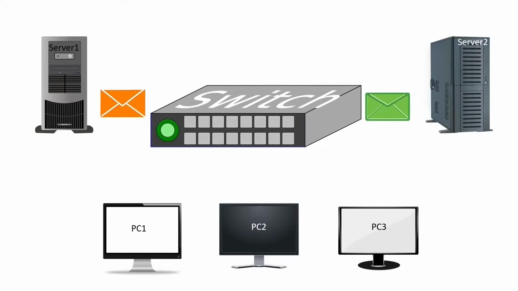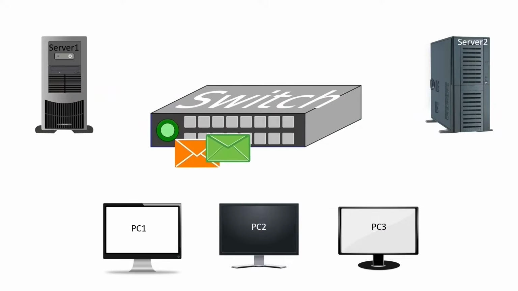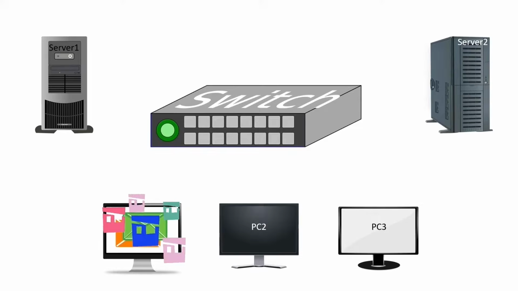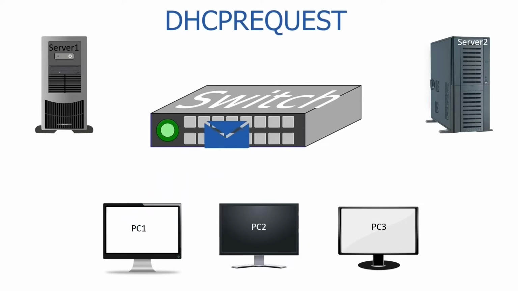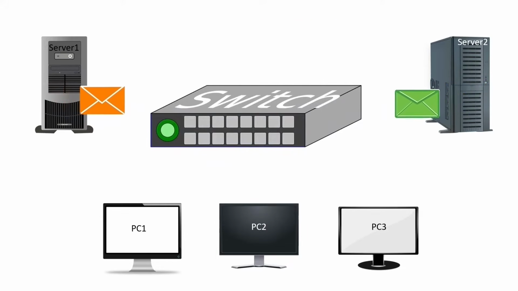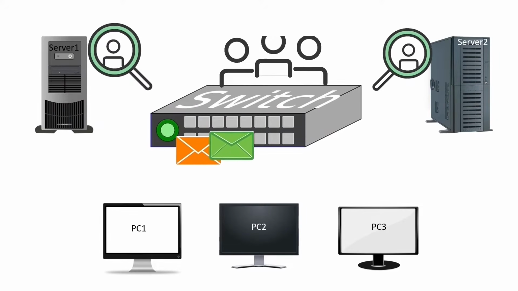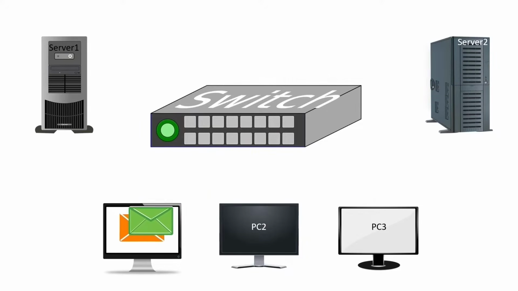Depending on the number of DHCP servers, a host may receive multiple DHCP offer messages. If a host receives multiple DHCP offer messages, it accepts only one message and tells the corresponding server with the DHCP request message that it wants to use the offered IP configuration. The DHCP server uses a unique transaction ID in its offer message. The client includes this ID in its DHCP request message.